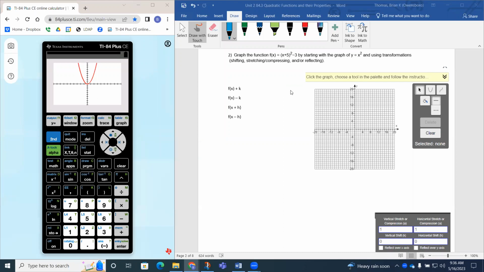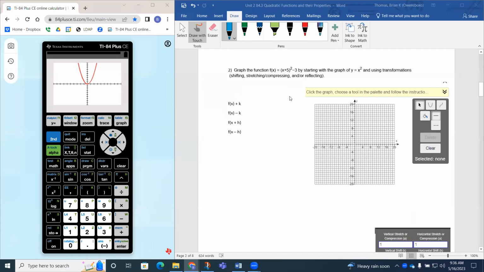So our next question we want to look at is question 2. We're asked to graph the function f of x equals the quantity x plus 5 squared minus 3 by starting with the graph of y equals x squared and then using transformations: shifting, stretching, compressing, and/or reflecting.